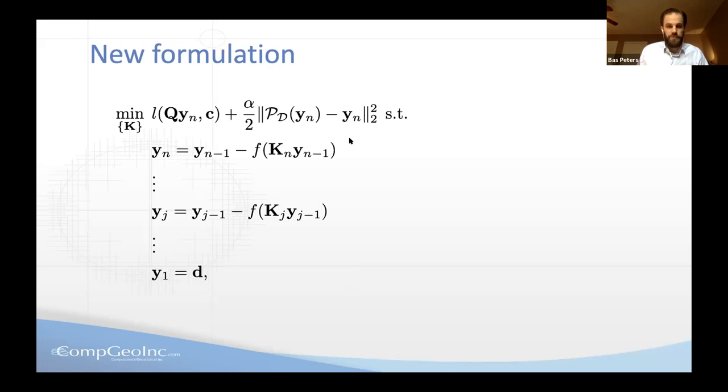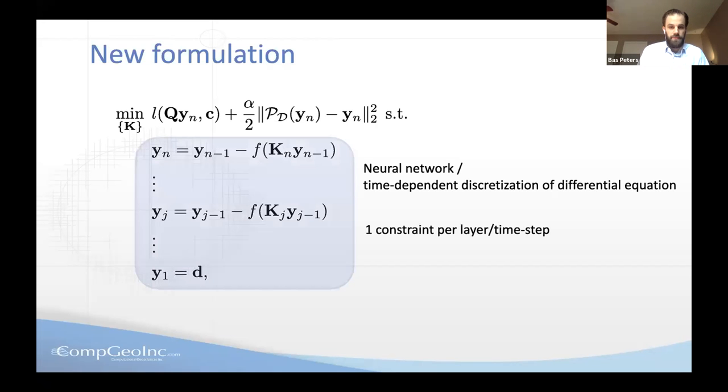So to put the pieces together, I minimize the loss function with labels, if there are any. And then I add the distance function instead of the constraint. So this is the distance to the constraint set. And one way I usually like to write the network is just one equality constraint per time step or per layer in the network. Those are the same things. So what you see here is just one constraint per network layer, or a time-dependent discretization of a differential equation.